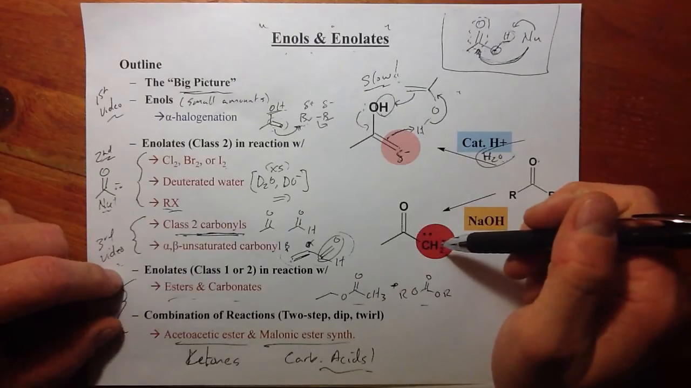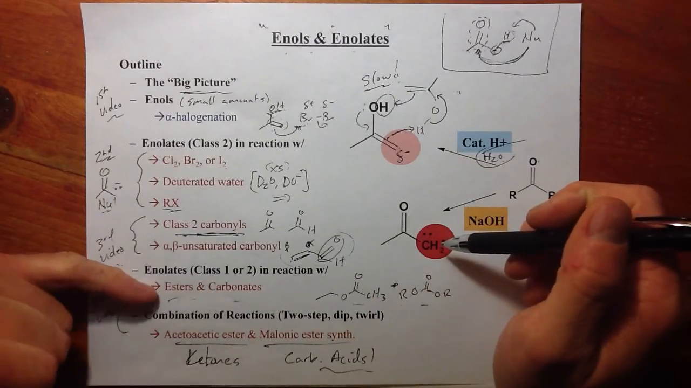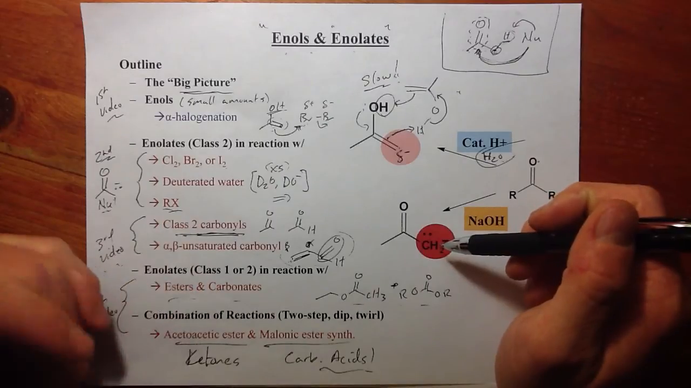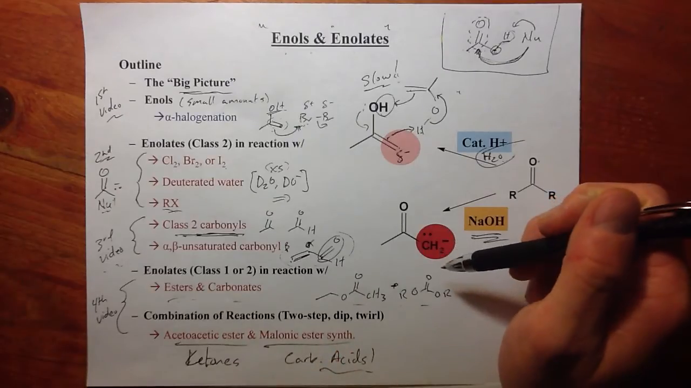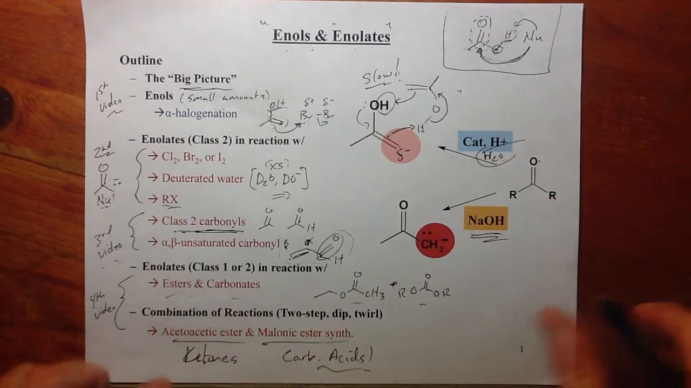The enolate ion attacking what? Esters and carbonates. And then finishing off with some reactions involving acetoacetic ester synthesis where we make ketones. Malonic ester synthesis where we make carboxylic acids. Alright, so let's go into Claisen condensation.